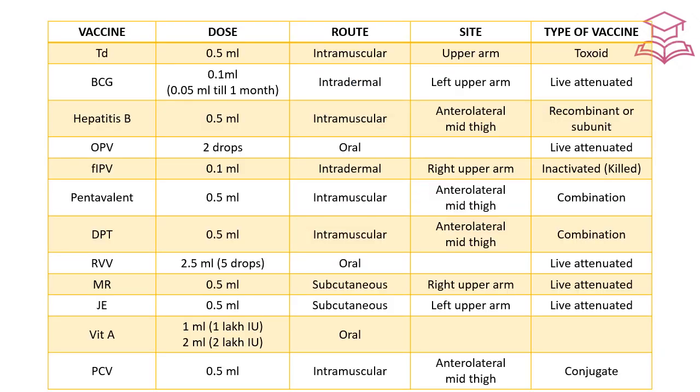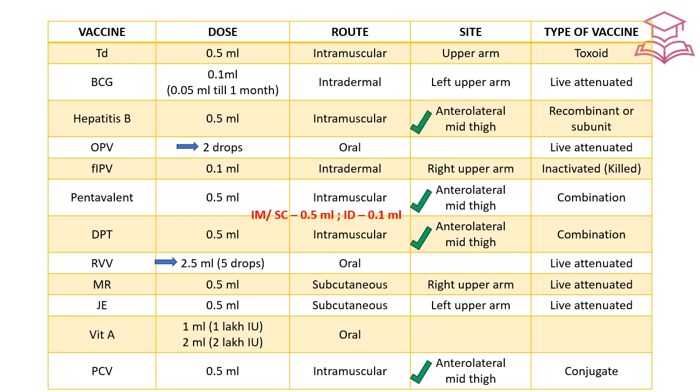Let us see the routes of different vaccines. Just remember this one-liner: intramuscular and subcutaneous vaccines are given 0.5 ml and intradermal vaccines are given 0.1 ml. The two oral vaccines are OPV and rotavirus vaccine. OPV is in a dose of 2 drops and rotavirus vaccine is given in a dose of 2.5 ml or 5 drops in a pre-filled syringe.